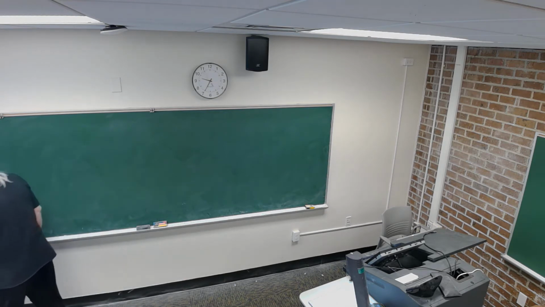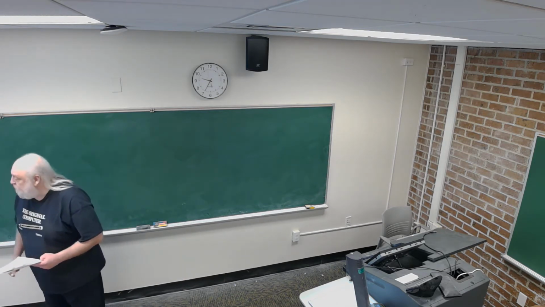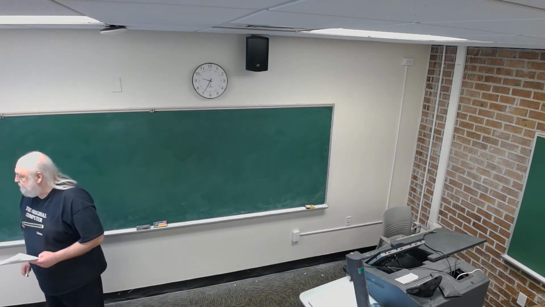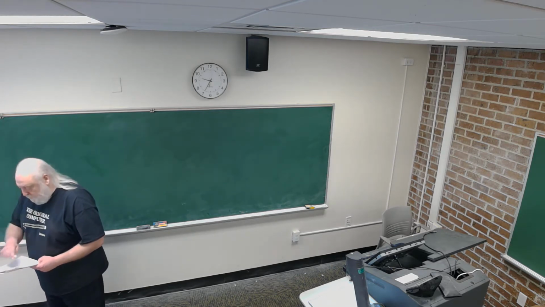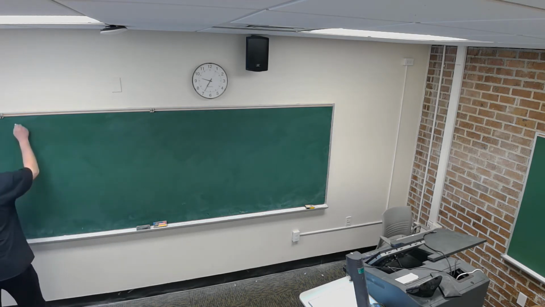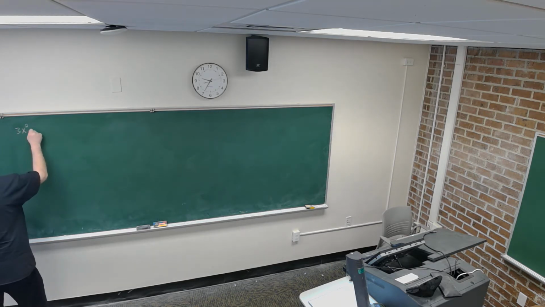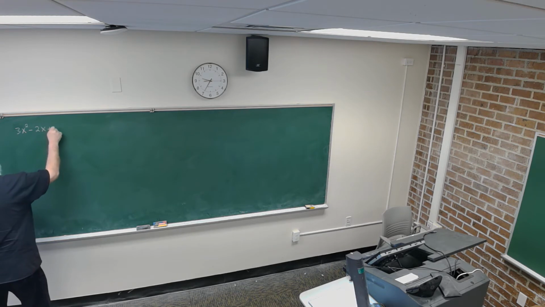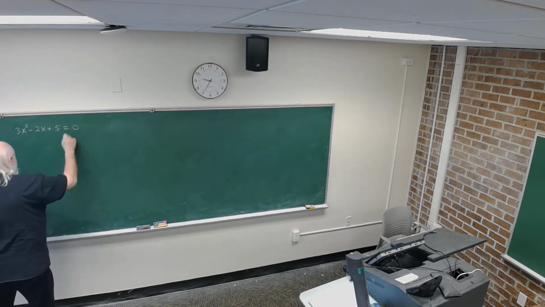So I realize there isn't a lot of space there at the bottom underneath example 6, so you have to write small or use the space at the top of the page. So we have 3x squared minus 2x plus 5 is equal to 0.